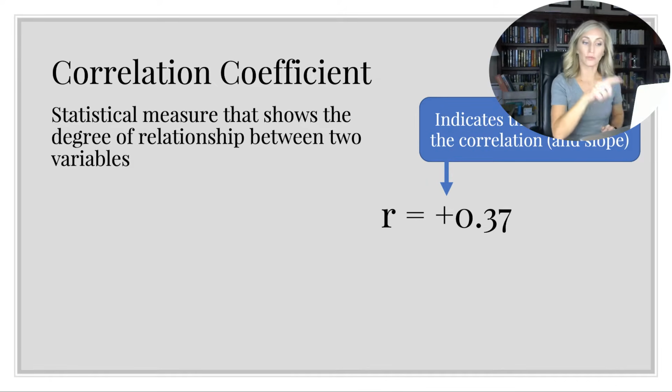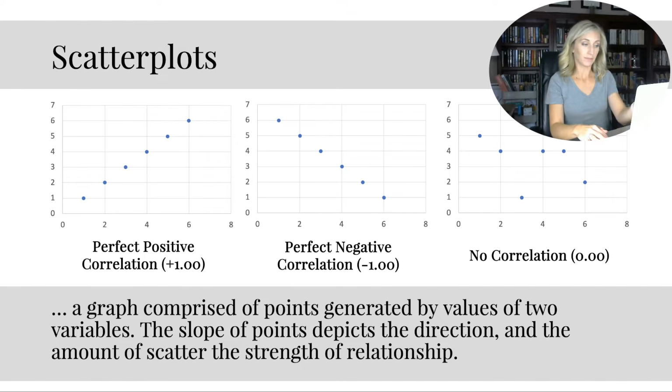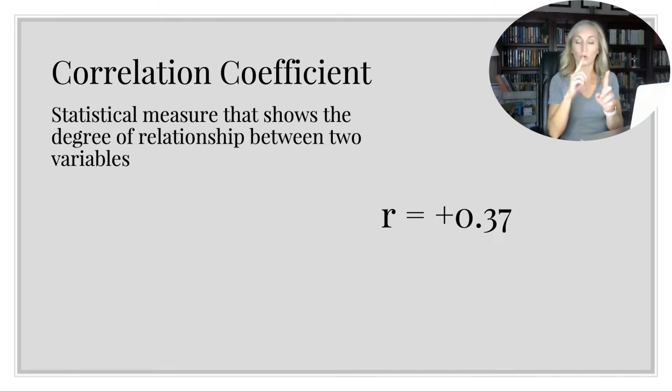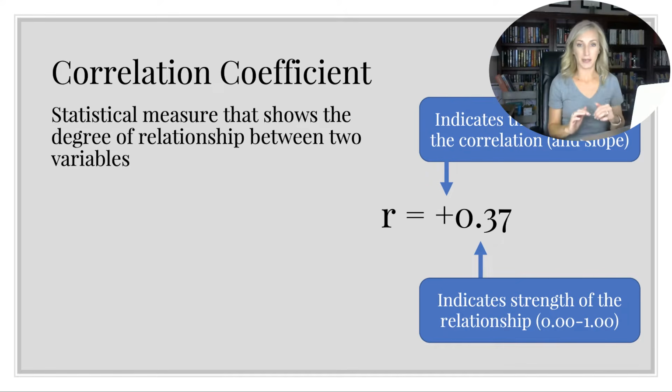It indicates the direction of the correlation, meaning the slope, right? So if the scatter plot slope is positive, your correlation coefficient will have a positive sign. Then look at the number. The number alone, having nothing to do with the sign, indicates the strength of the relationship. And really, the number only falls between 0 and 1, because like I said, even though it's negative 1, the negative sign has nothing to do with the number.